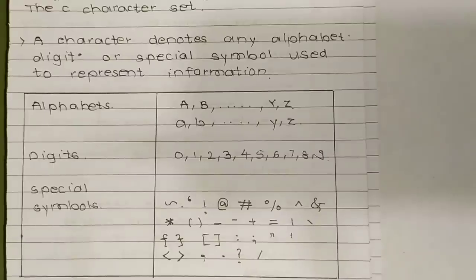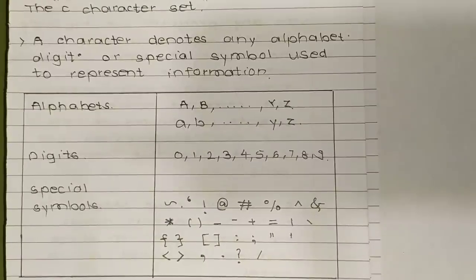A character denotes any alphabet, digits, or special symbols used to represent information. That means it is denoting information, or representing information just like English language, but it has a certain limited set of those symbols or characters of that information. So it is basically denoting numbers, special symbols, and alphabets.